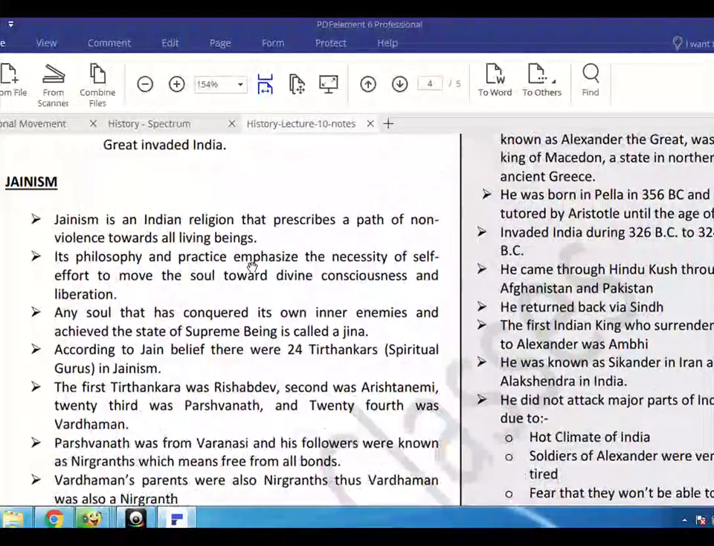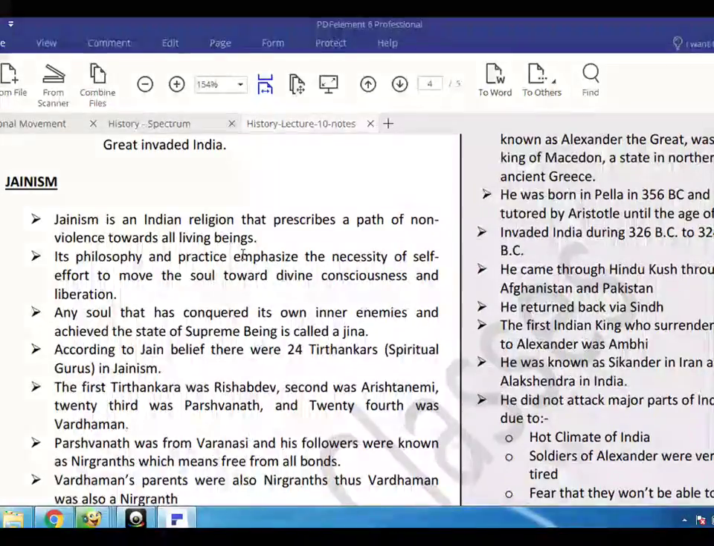Jainism. Jainism is an Indian religion that prescribes the path of non-violence towards all living beings. Its philosophy and practice emphasize the necessity of self-effort to move the soul toward divine consciousness and liberation. Any soul that has conquered its own inner enemies and achieved the state of supreme being is called a Jaina. According to Jain belief, there were 24 Tirthankaras, spiritual gurus, in Jainism.